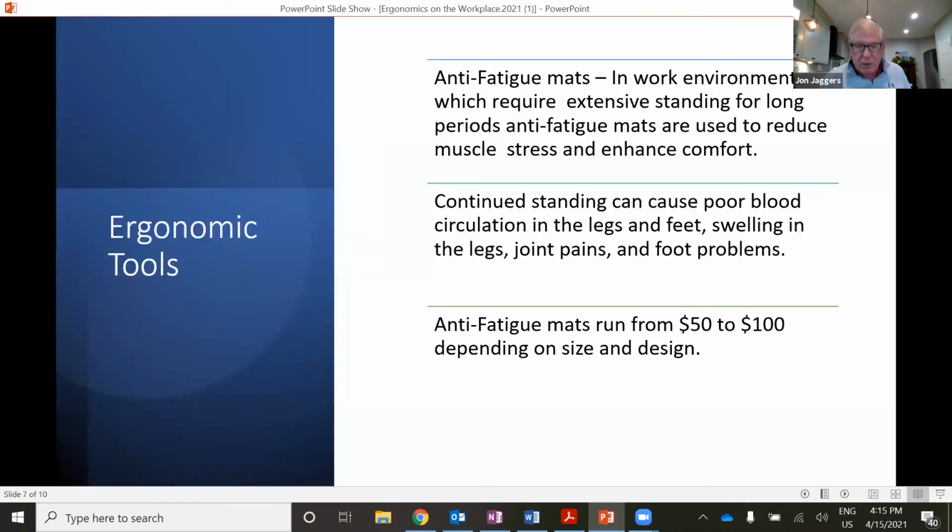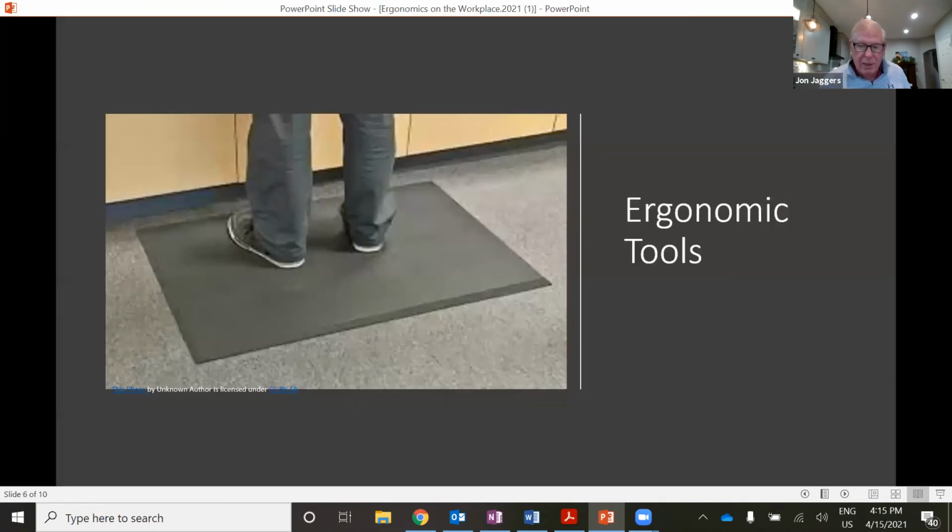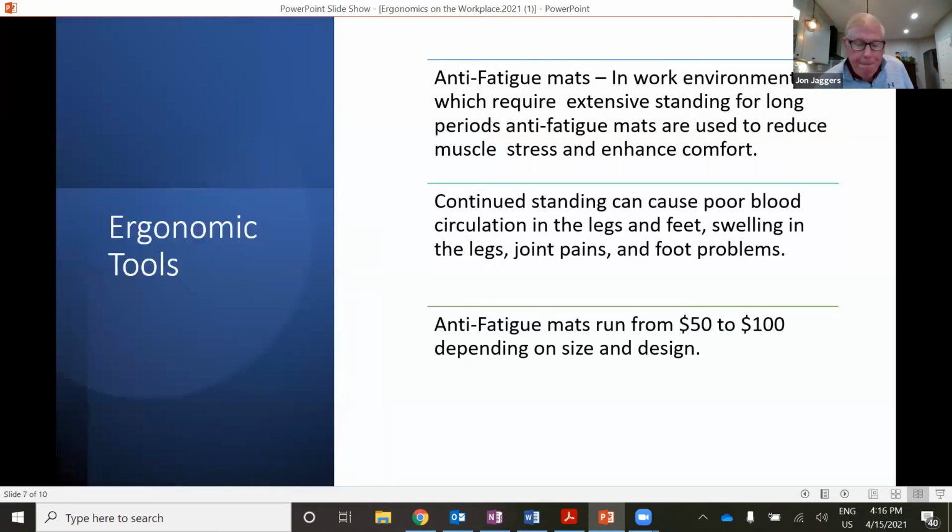Okay, so I'll go back one. This is not the best picture, but I'm going to talk about some ergonomic tools. This one being an anti-fatigue mat. So, anti-fatigue mats, if you're in an environment that requires extensive standing for long periods, those mats ought to be used to reduce muscle strain and enhance comfort.